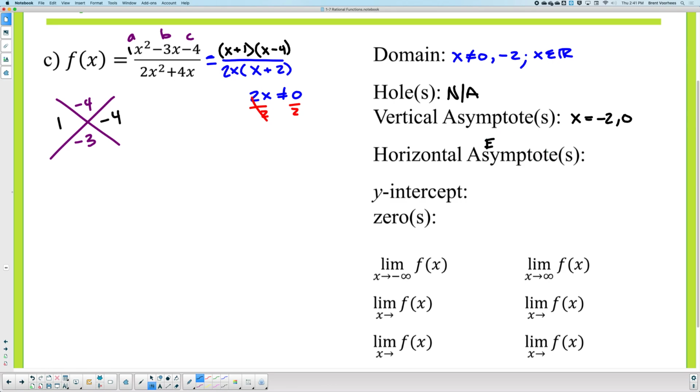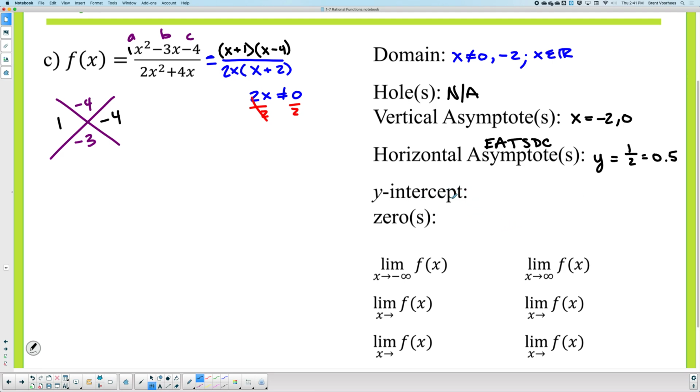If the exponents are the same, you divide the coefficients. So it would be y equals 1 divided by 2. You can leave it like that, or you can say it's 0.5, whichever you prefer. 1/2 or 0.5. The y-intercepts.